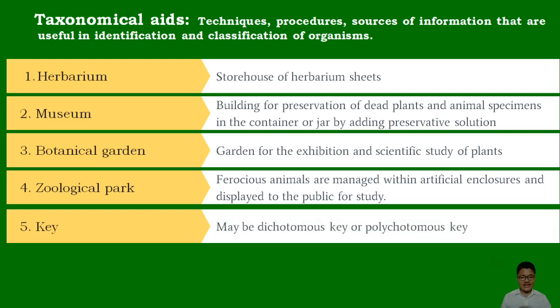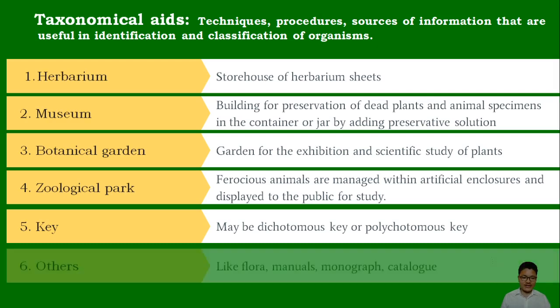So key is another taxonomical aid, which may be either a dichotomous or polychotomous key. Dichotomous uses two statements. We'll discuss that later. Polychotomous usually has many statements. These are usually a more detailed way of studying and classifying living organisms.